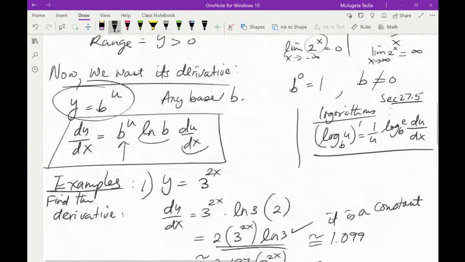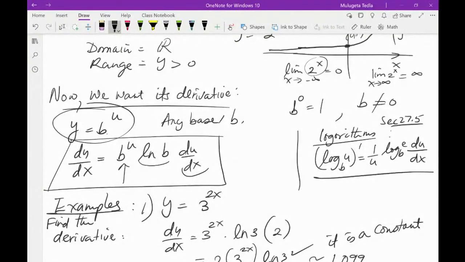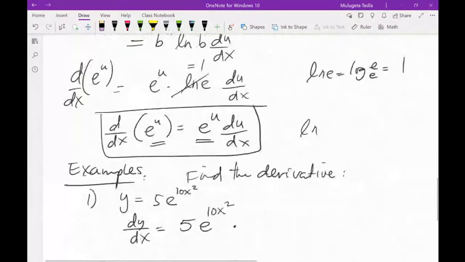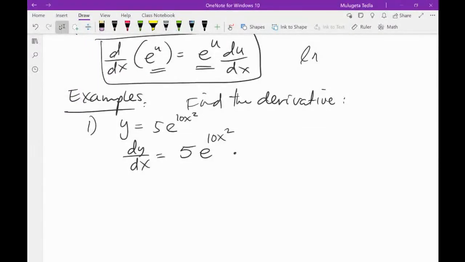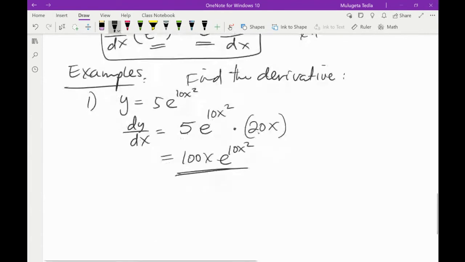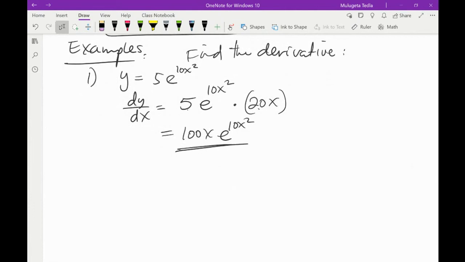In the previous case, we had an ln factor because the base is not e. So we always have to keep that. But when e is the base, there is no ln. You just do the derivative of the exponent, which is 20x. So 20 times 5 is 100x, e to the power of 10x squared is the answer. The derivative is 20 times x times 5, which is 100x. It's the 10x squared, I just copied it.